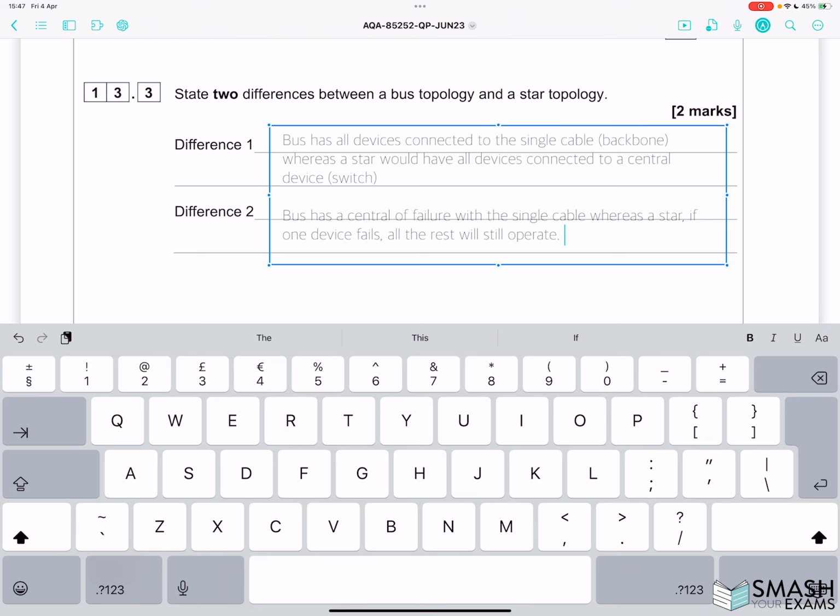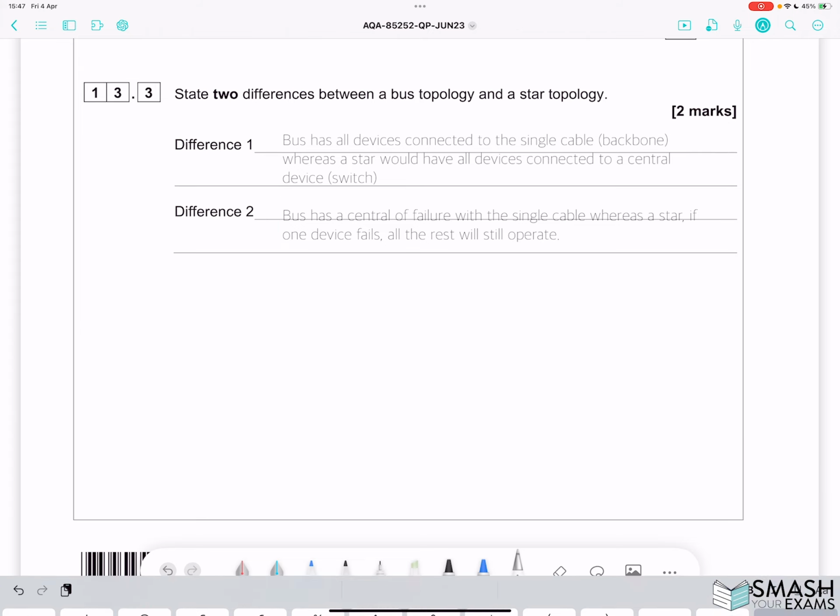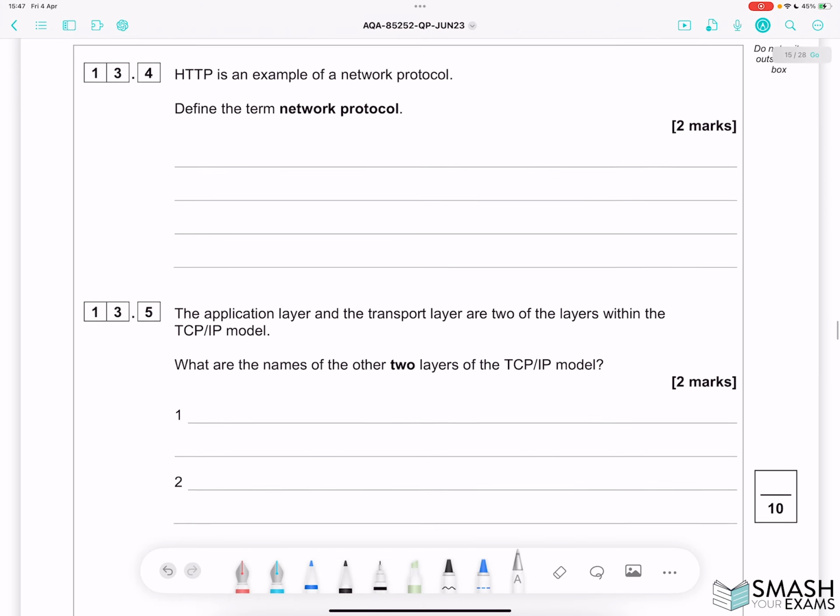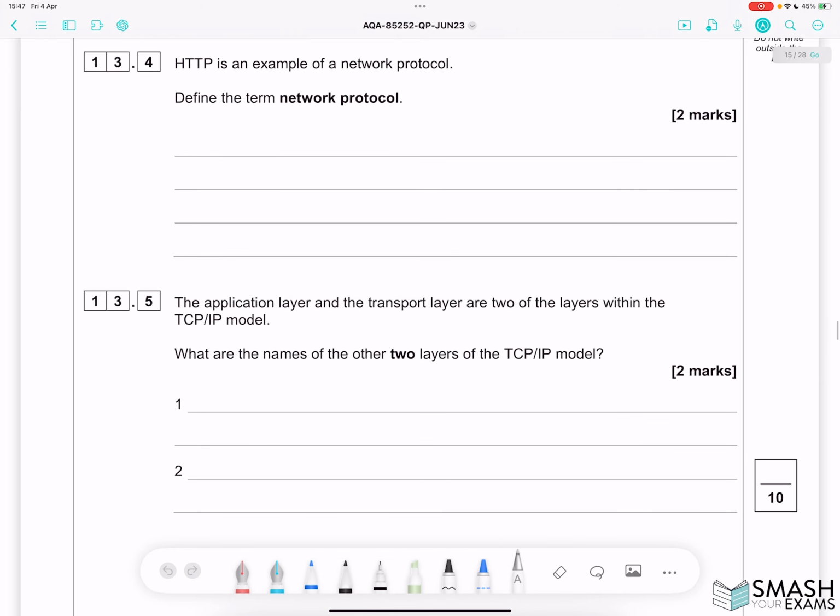You could talk about a star having fewer data collisions, certainly less frequently, whereas on a bus they're going to be much more frequent due to that single cable and all the traffic. So, moving on with a bit more networking.